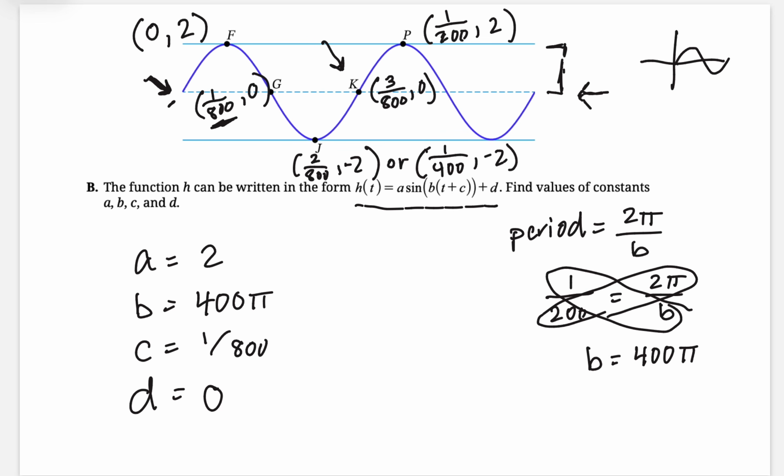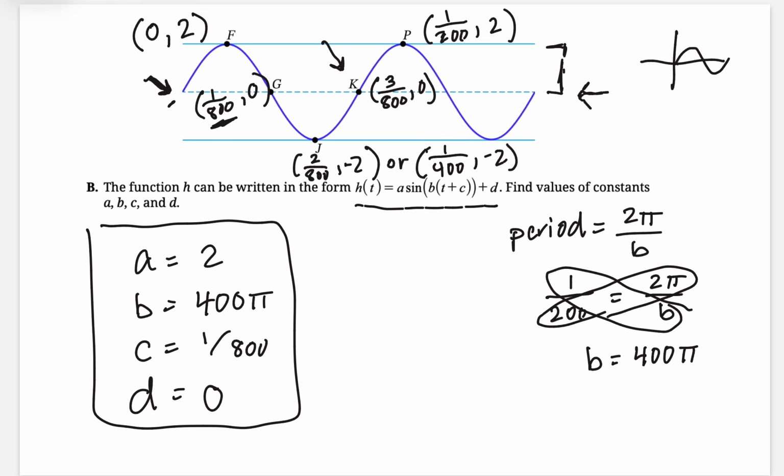The other options, so this is one option. The other options, we could say A equals 2, B equals 400 pi, C equals, we could get it to that K value. So now we're shifting it backwards 3/800ths. So that would be negative 3/800ths, and D is still 0.